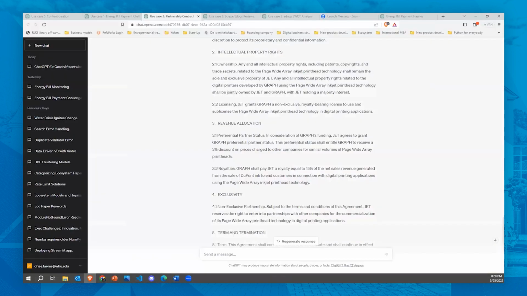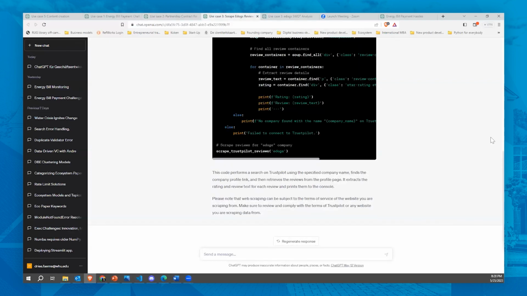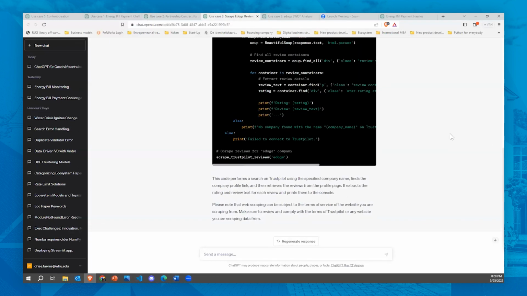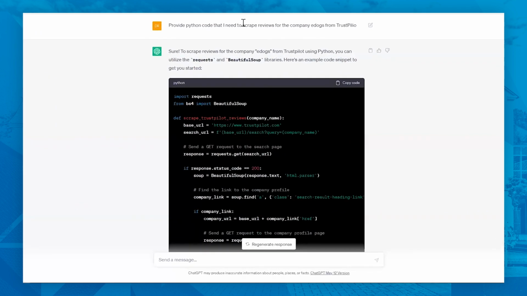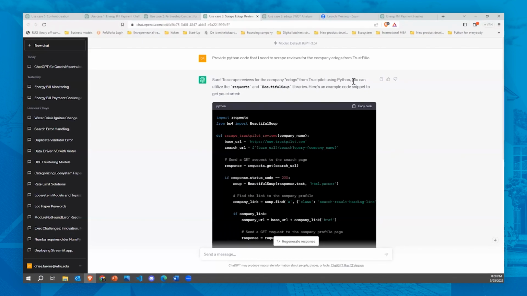So if we go to ChatGPT, what you can ask it is to say, okay, let me go to the beginning here so that you can see it. Provide me Python code that I need to scrape reviewers from the company eDocs from Trustpilot. So a very straightforward prompt here, actually, because code is something that ChatGPT really loves. That's a language it really loves. And then you see, okay, it gives me a full code that allows me to scrape Trustpilot.